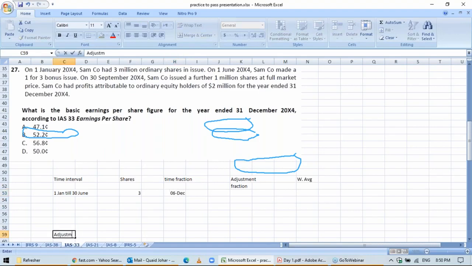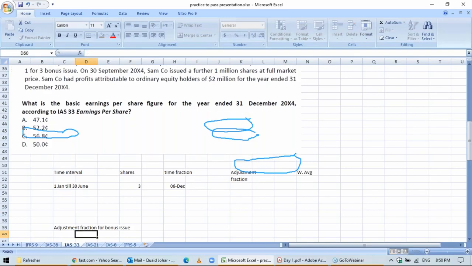Let's calculate that. The adjustment fraction for bonus issue is equal to shares after the bonus issue divided by the shares before bonus issue. So that's the adjustment fraction.